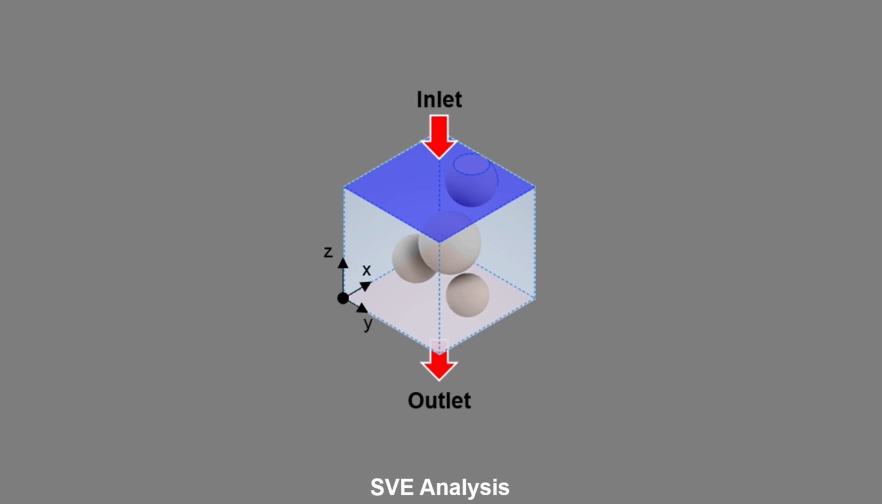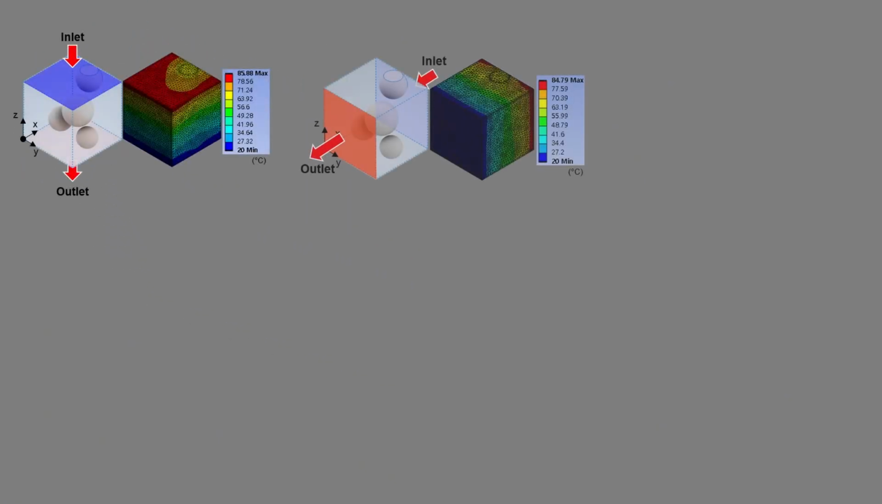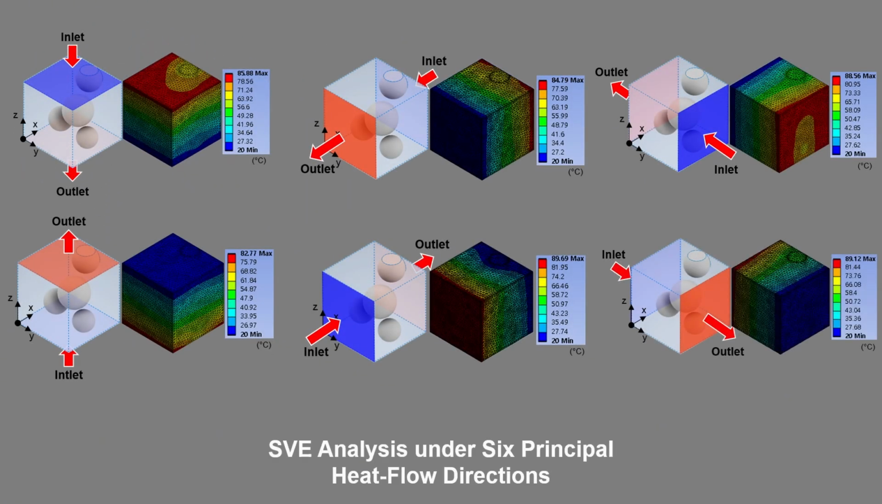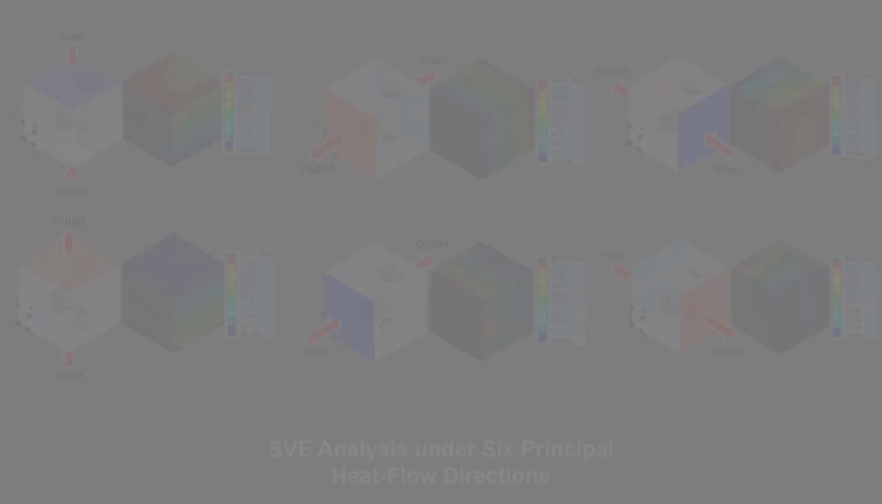Next, thermal conductivity simulations are performed on the generated SVEs. As illustrated here, appropriate boundary conditions are applied to compute the thermal conductivity of each SVE. The simulations are conducted along the 6 principal heat flow directions. The resulting thermal conductivities are used as ground truth labels for constructing the simulation-derived database.